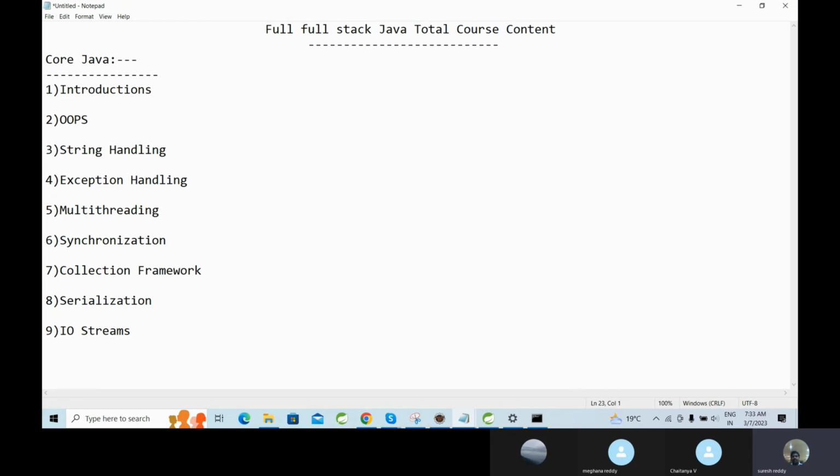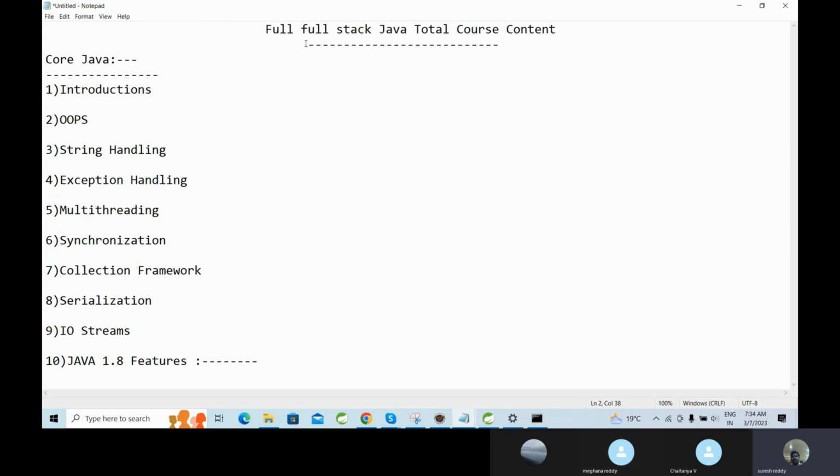Next, the tenth one, Java 1.8 features. It is most important, guys. Java 1.8 features. This is our target, the core. So must and should, compulsory targets are required only.